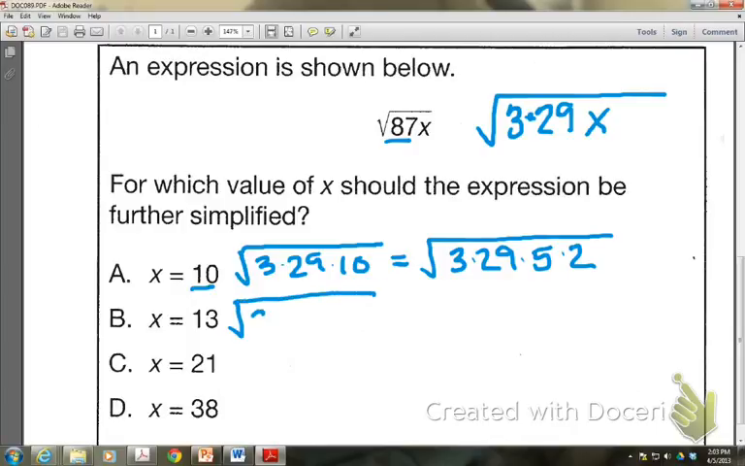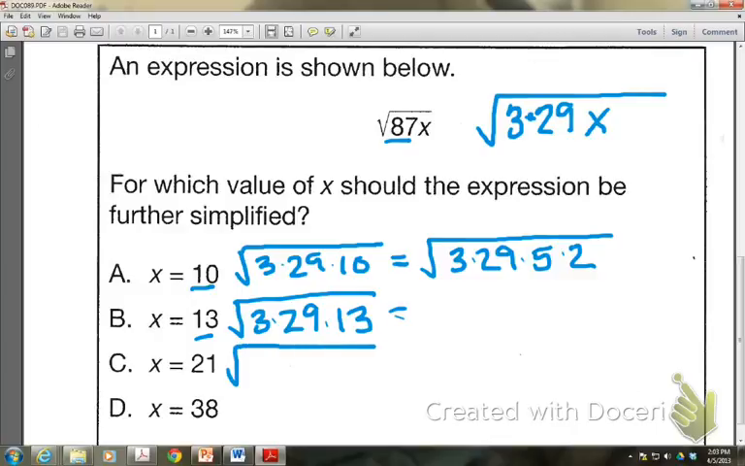And if I substitute in here, I've got 3 times 29 times 13. 13 is a prime number that cannot be broken up into any other factors. So with choice B, I'm stuck right here, and I can't go any further. So I'm going to move on to choice C.